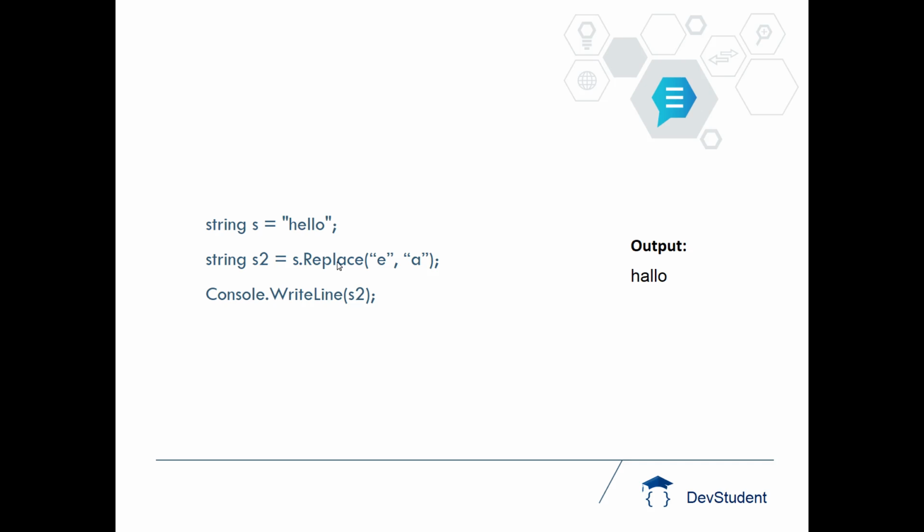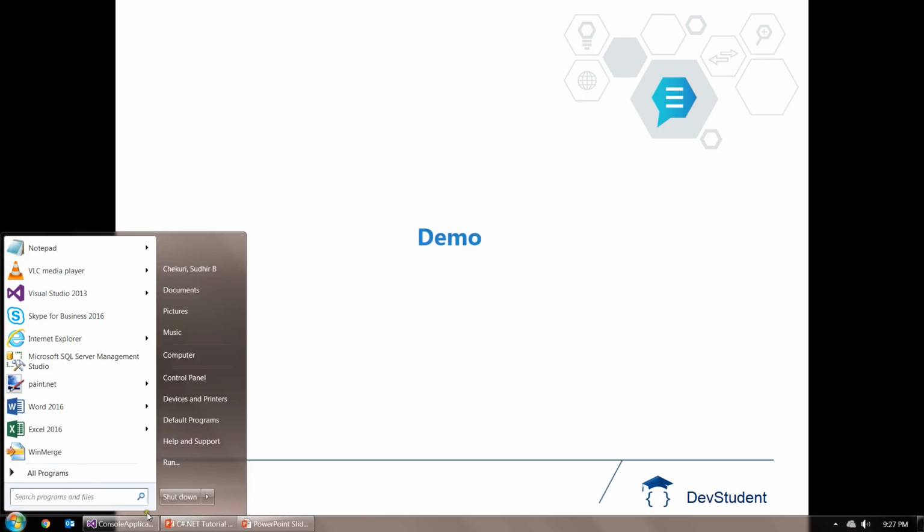To make it simple, hello is the string which you have in s. In the second string, we have the same text where I replaced e with a. So the text will be printed as hallo. We can see the same output in our Visual Studio now.